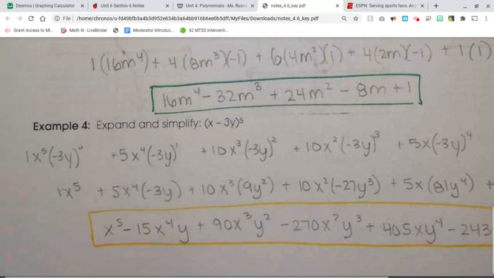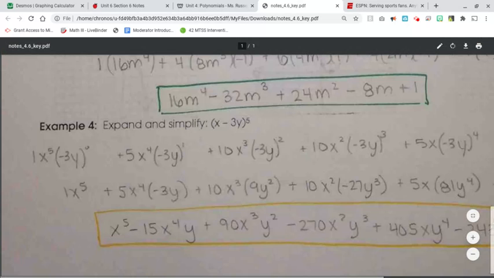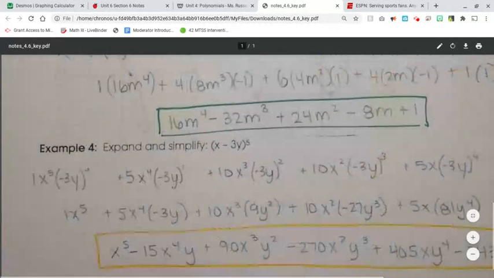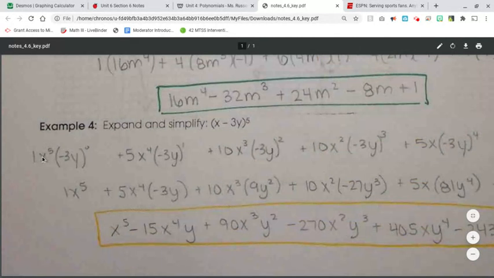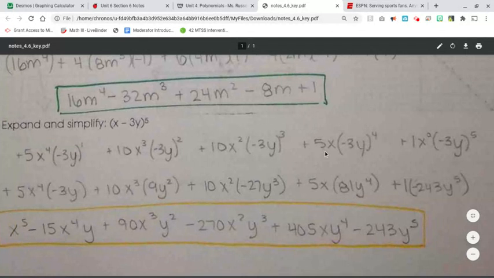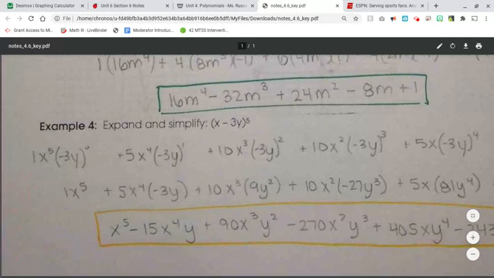We go to example 4, x minus 3y to the fifth power. So if we're going to the fifth power, we're going to use 1, 5, 10, 10, 5, and 1. So we're going to write them down. 1, and then x to the fifth, negative 3y to the 0. 5, x to the fourth, negative 3y to the 1. 10, x to the third, negative 3y to the second. 10, x to the second, negative 3y to the third. 5, x to the first, negative 3y to the fourth. And then 1, x to the 0, negative 3y to the fifth. So you just make your way down in the exponents.